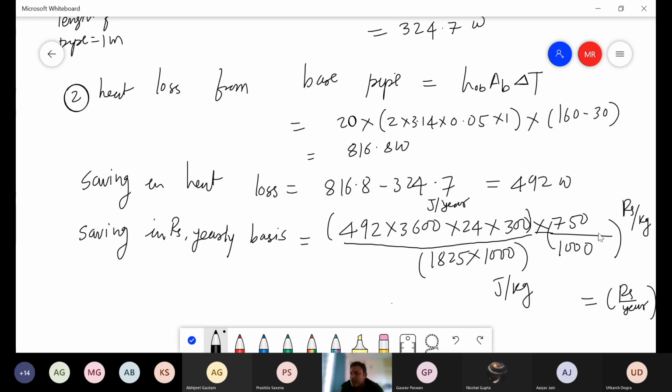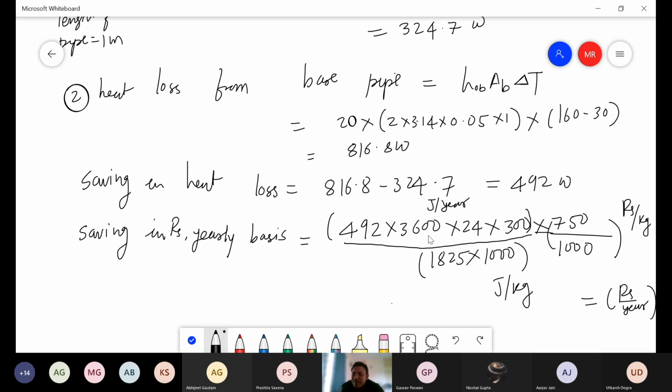So 750 by 1000, that will give me rupees per kg. If I divide this rupees per kg by joule per kg, what am I going to get? Rupees per joule, isn't it? If I divide this 750 by 1000 by this particular factor, latent heat of steam, then I'm going to get rupees per joule. And rupees per joule I can multiply by joule per year, and I will get rupees per year.